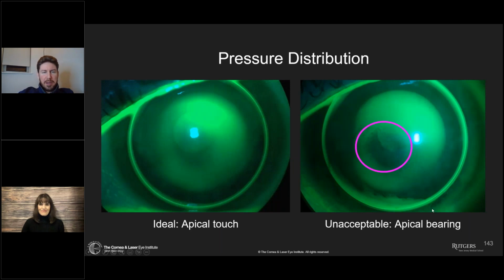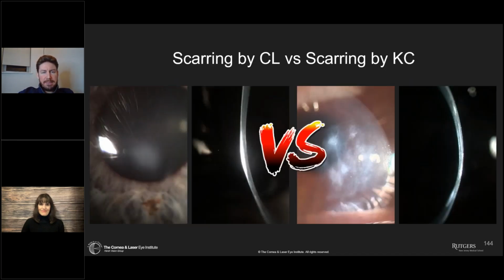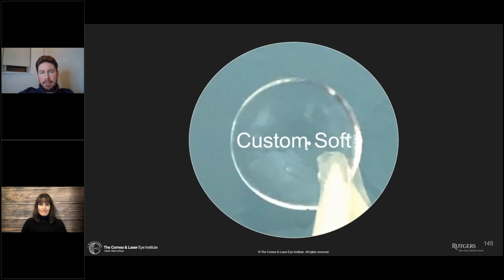And here is an image of ideal pressure distribution versus unacceptable apical bearing, and the difference between scarring caused by keratoconus as a disease. You can see the nebulous-like scarring that's all the way through the cornea. That's more what you're going to see that's caused by the disease. If you're seeing apical anterior scarring, that is caused by the lens, and that needs to be refit.